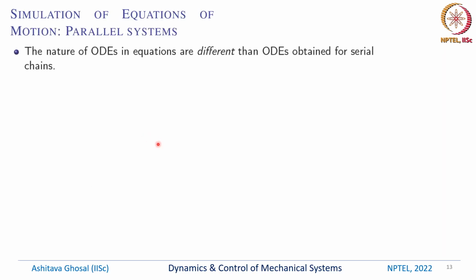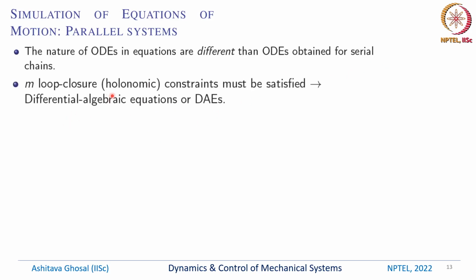The nature of the ODEs, however, is quite different from the ODEs obtained from a serial chain. Let's elaborate a little bit on that. So we started with m loop closure holonomic constraints which needed to be satisfied. Remember, we had broken this 4-bar linkage at some point, and then we went from one side to that point, and we went from the other side to the point, and we equated the x and the y coordinates. So they were loop closure constraint equations.